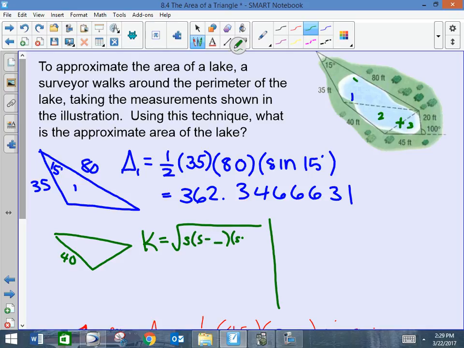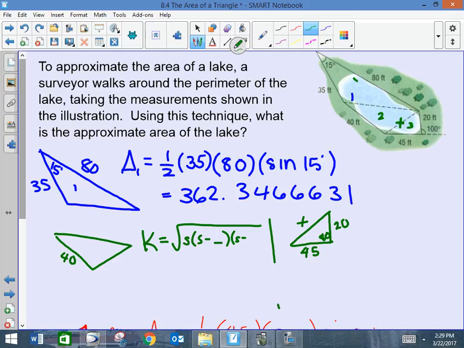Okay. S minus, anyway. We're going to get them. We're starting with X right here. So this side is X. This is 80, correct? This is 20. This is 45.